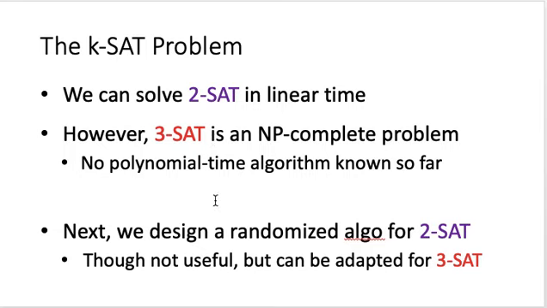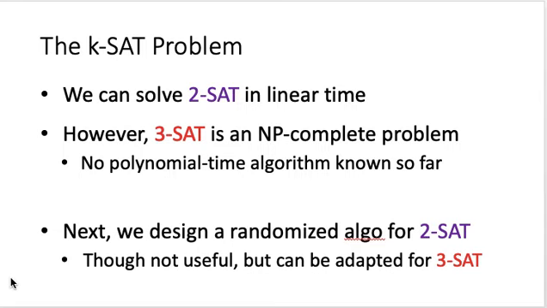And what happens next in this lecture is we are going to design a randomized algorithm for two sets. But you may ask, two sets can already be solved in linear time, so why do we bother to solve this by using a randomized algorithm, which may be wrong in some of the cases? The reason is that this randomized algorithm for two sets may not be useful, but it can be adapted for three sets, which will be the focus for the next lecture. So let's see how we can solve two sets by using randomization.